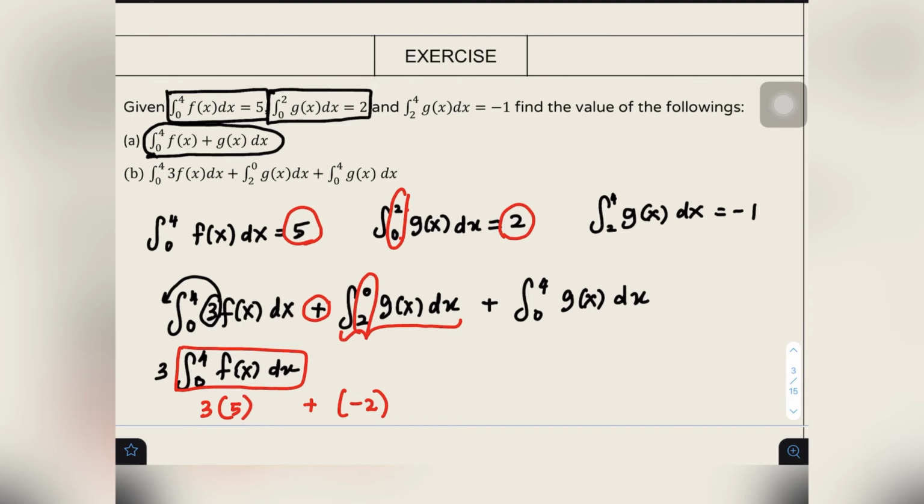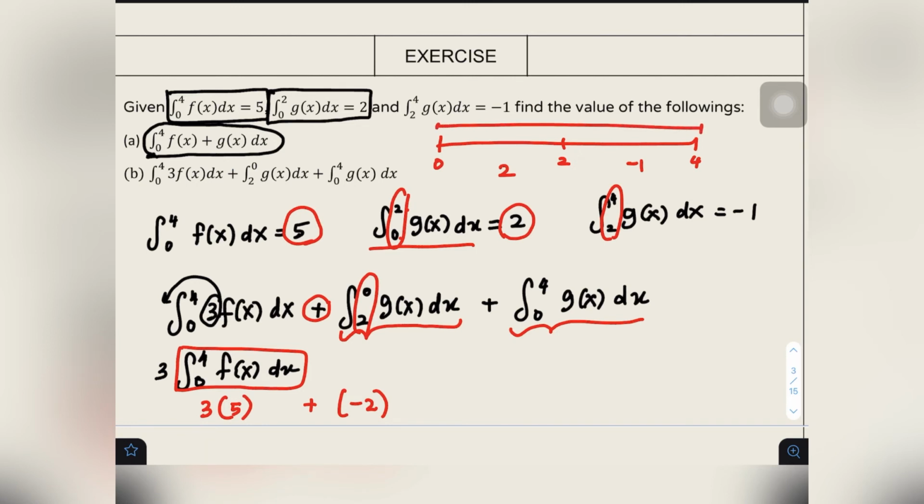Settled the second part. And this one is the same as the previous one. You want the integral of g(x) dx from 0 to 4. From 0 to 2, the value is 2. From 2 to 4, the value is -1. So if you want from 0 to 4, you just add up these two. 2 plus -1, you will get 1.